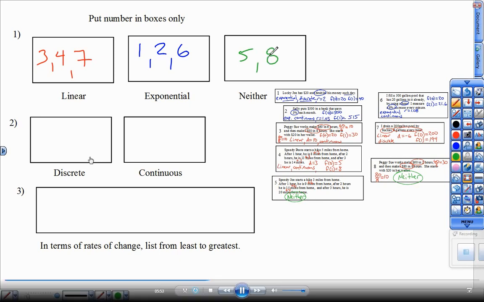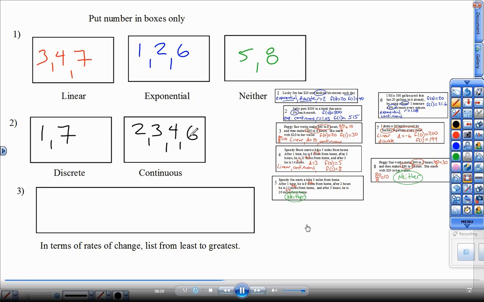Discrete, having to wait, would be this person waiting each day for money. That would be number 1. And then filling a pool with a bucket, one bucket at a time, having to wait till the next bucket. That would be 7. All my continuous would be number 2, constantly changing, number 3, number 4, and number 6.